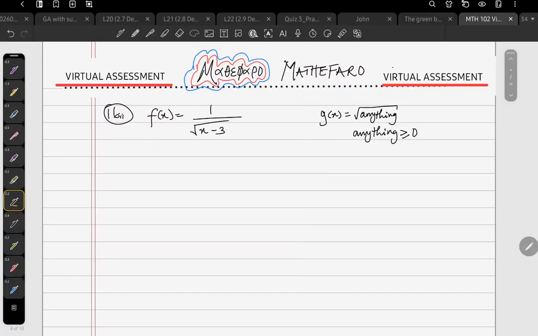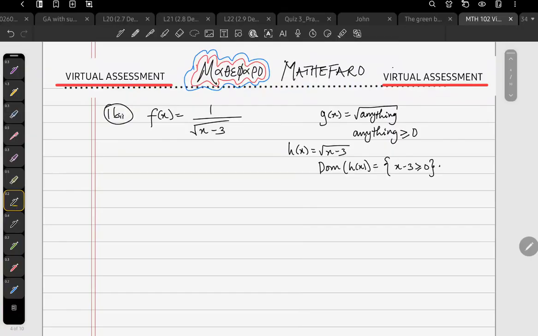The square root function recognizes 0. It recognizes positive numbers, but it doesn't recognize negative numbers. So if we had a function h of x equal to square root of x minus 3, the domain is just going to be the set of values for which x minus 3 is greater than or equal to 0. That is the domain of h of x.